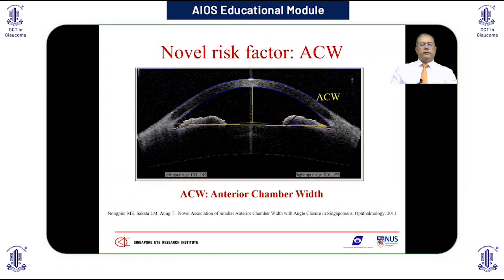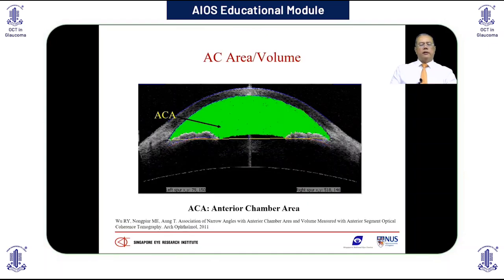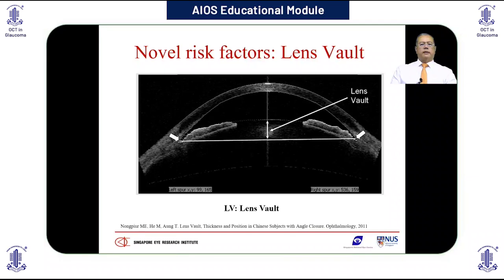Another risk factor is anterior chamber width. So it's not only the depth of the anterior chamber that's important, it's also the width of the anterior chamber. The smaller the anterior chamber, the more crowded the eye and the higher the risk of angle closure. And similarly, a smaller anterior chamber area and volume are associated with angle closure risk.